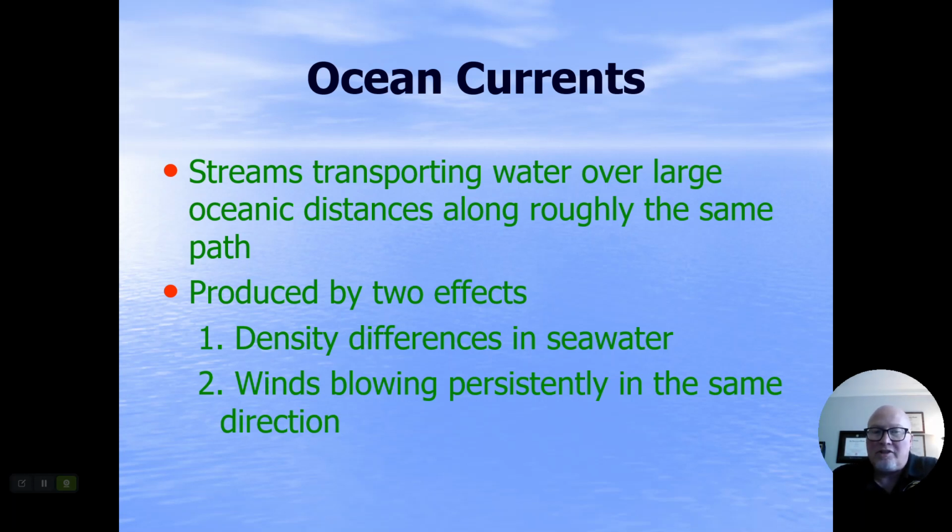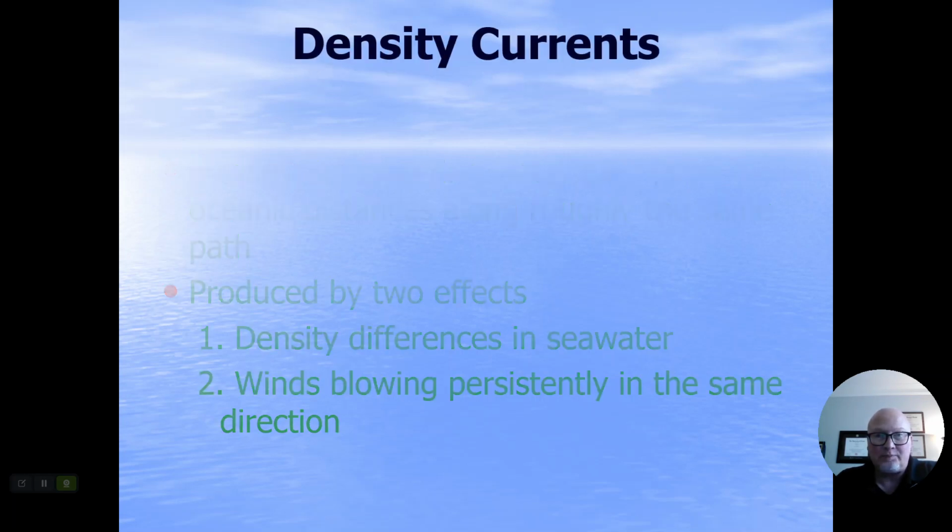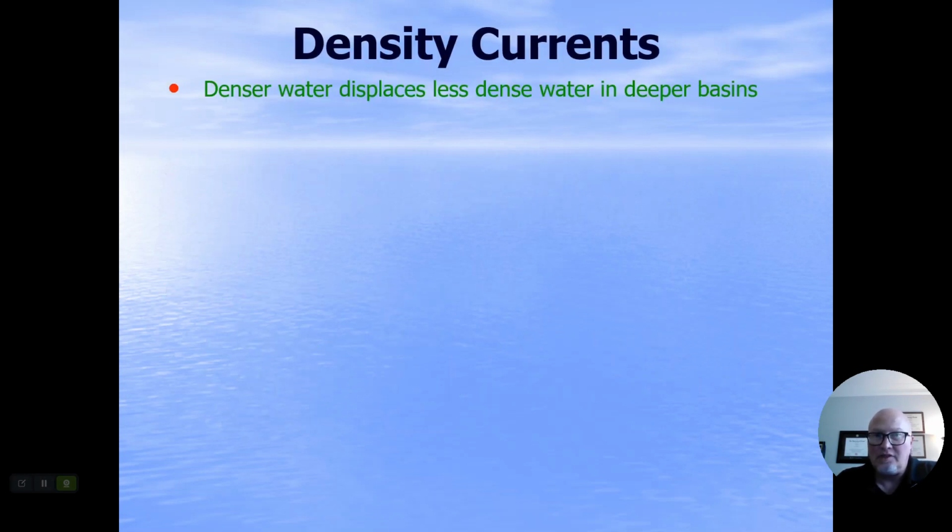Ocean currents typically are caused by density differences in seawater, either as a result of salinity or temperature, and winds blowing persistently in the same direction. The overall wind patterns of the Earth blow in a particular way, and we'll see that when we start talking about the weather. Density currents occur when you have changes in salinity or changes in temperature.